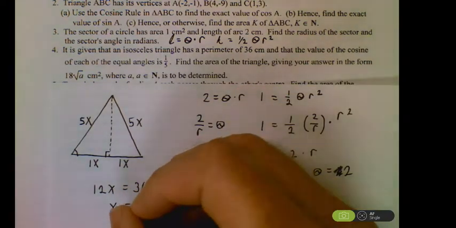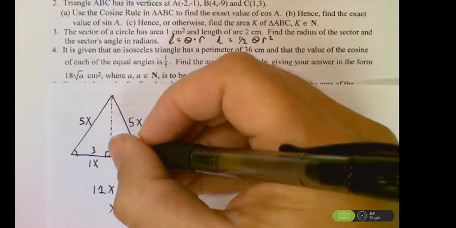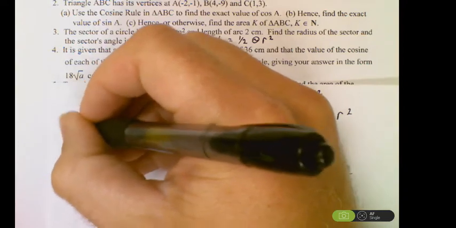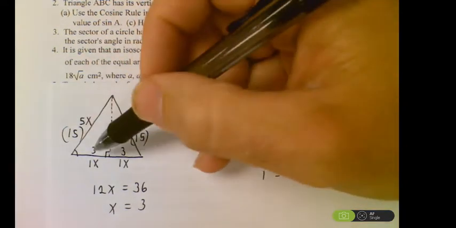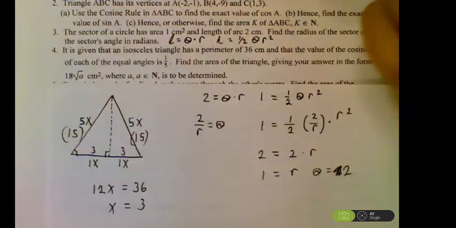So now we know the x value is 3. So now I could plug those in and actually work with some real numbers. Those are 3's and those are 5 times 3, which is going to make them 15 each. If you notice, we do have that 1 to 5 relationship within the numbers that we're working with.